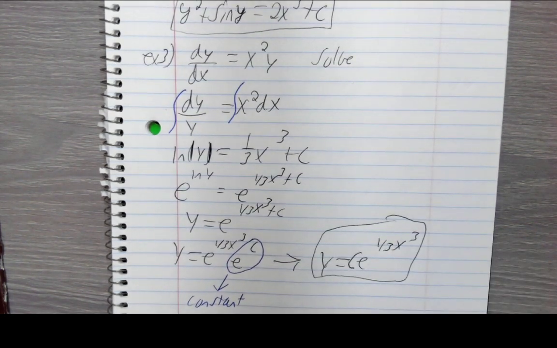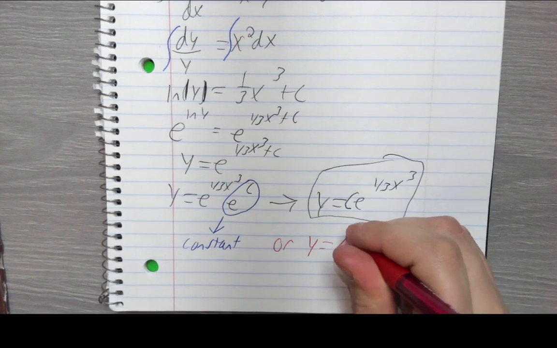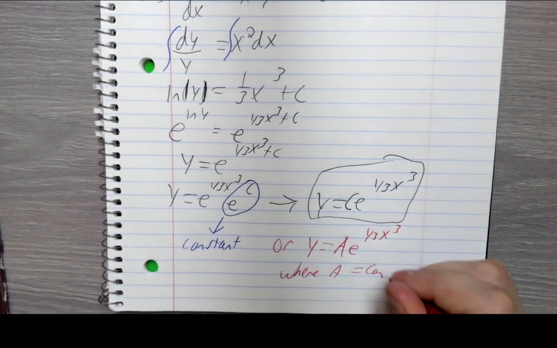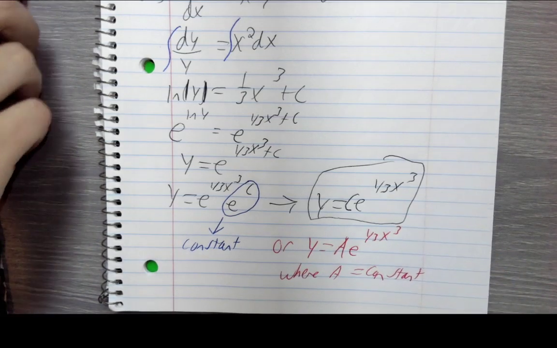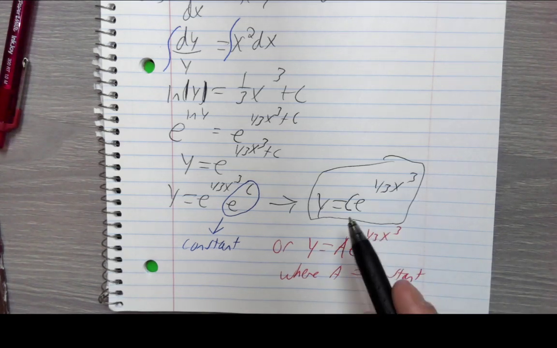This is how AP will address it, Khan Academy will address it, and any answers you ever see will write it like this. Or, like the book does, you might see y equals a e to the 1/3 x cubed, where a equals some constant. So you're going to have to make your judgment based on what answers are given to you, whether it's given as an A or a C or whatever. The important thing to understand is that whatever variable is put there is just a constant. You could see a K also, an A, a C, whatever it may be.